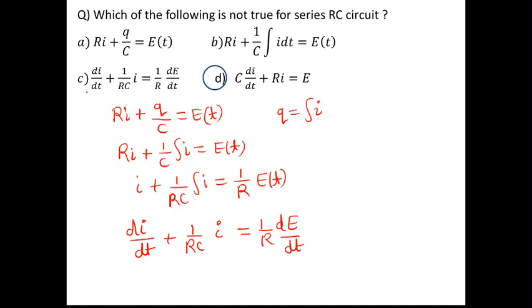So this is also there in option number C. That's why the only option which is not correct is this one. It's clear here why, because such type of equation does not exist at all. So option D is not true for a series RC circuit. In this way one can handle all the examples related to the first order ordinary differential equation. I hope you will find this video useful, and may you score full marks on this particular topic. Thank you all for watching the video.